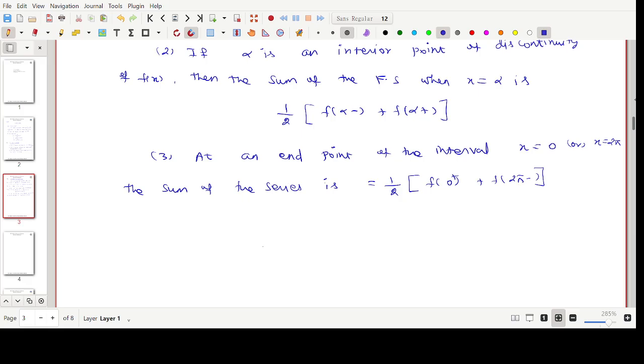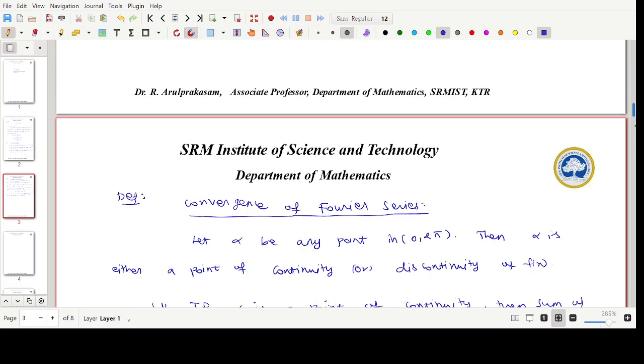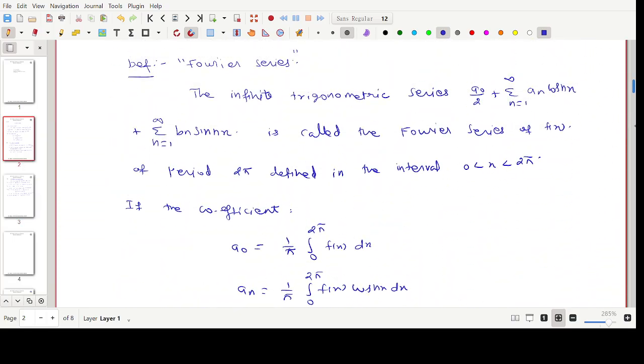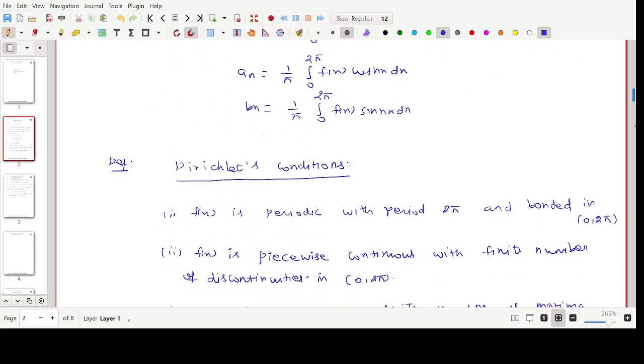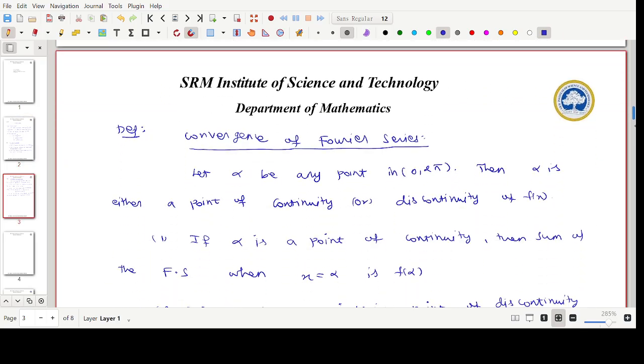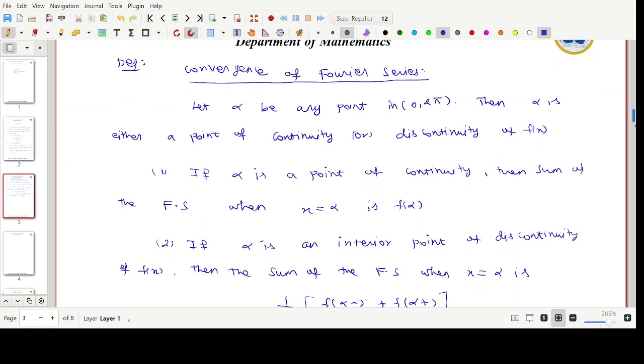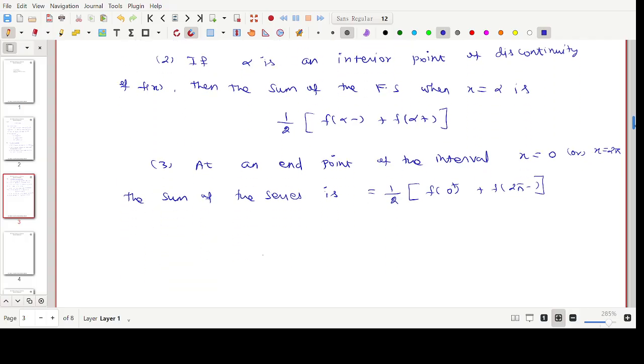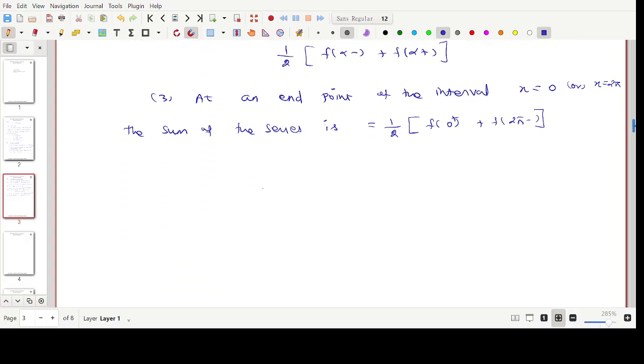These definitions are very important. I explained what the Fourier series expansion is. When does the Fourier series expansion exist? The condition is called the Dirichlet condition. And third, what is the convergence of the Fourier series? This is the convergence condition. These three definitions are very important.